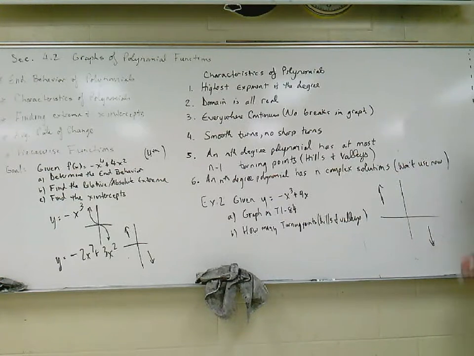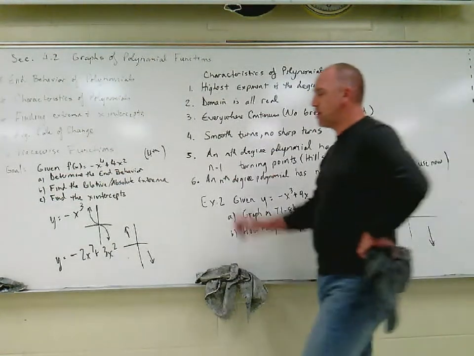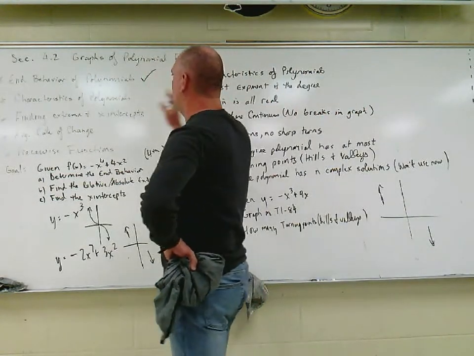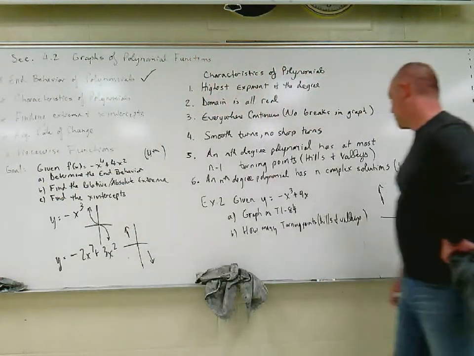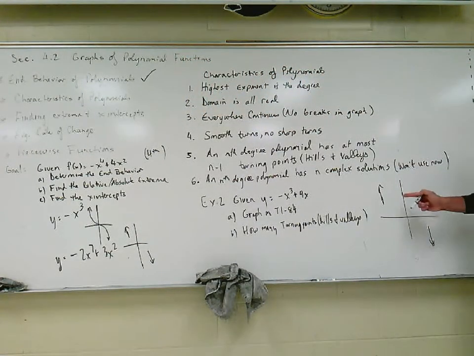What's that called? End behavior. That's the first thing we did today. So we've already done the end behavior. I put all those 4 criteria there. Okay. All right, now let's fill it in. What does the graph look like? Have you graphed it? Can anybody finger draw it?